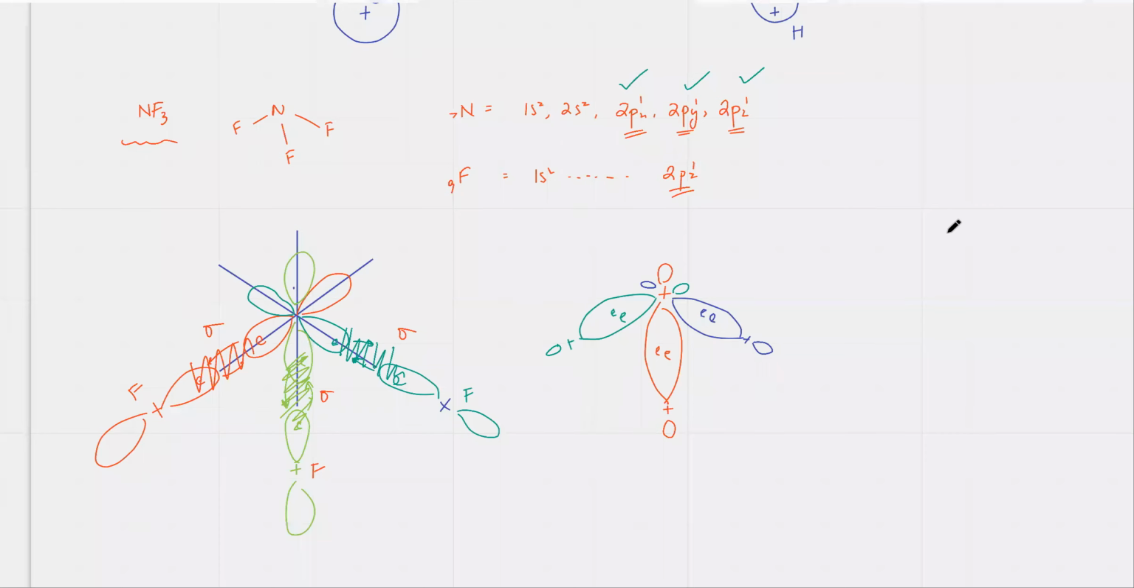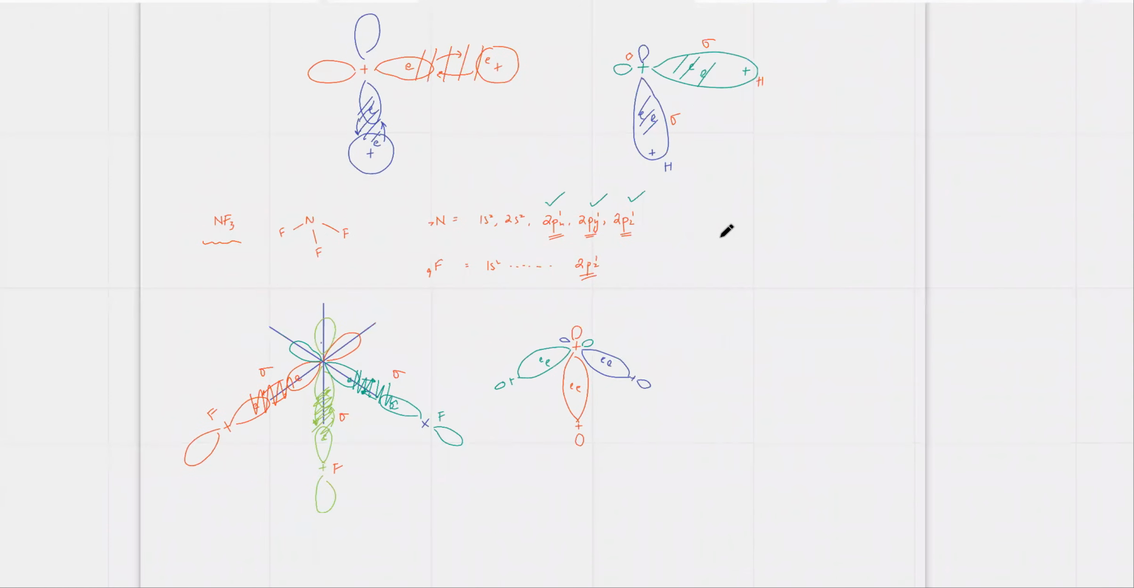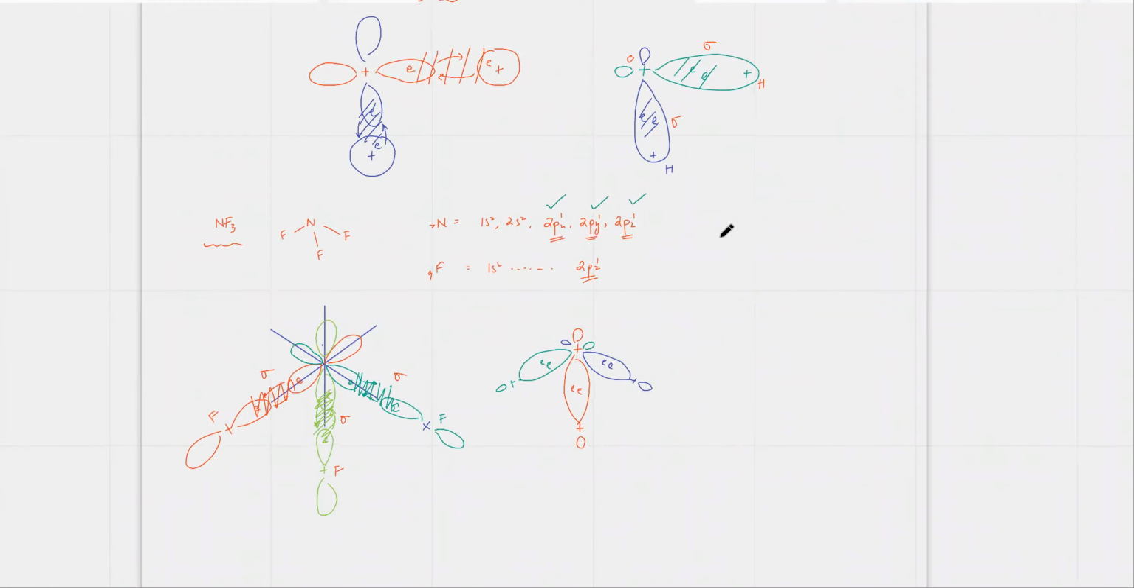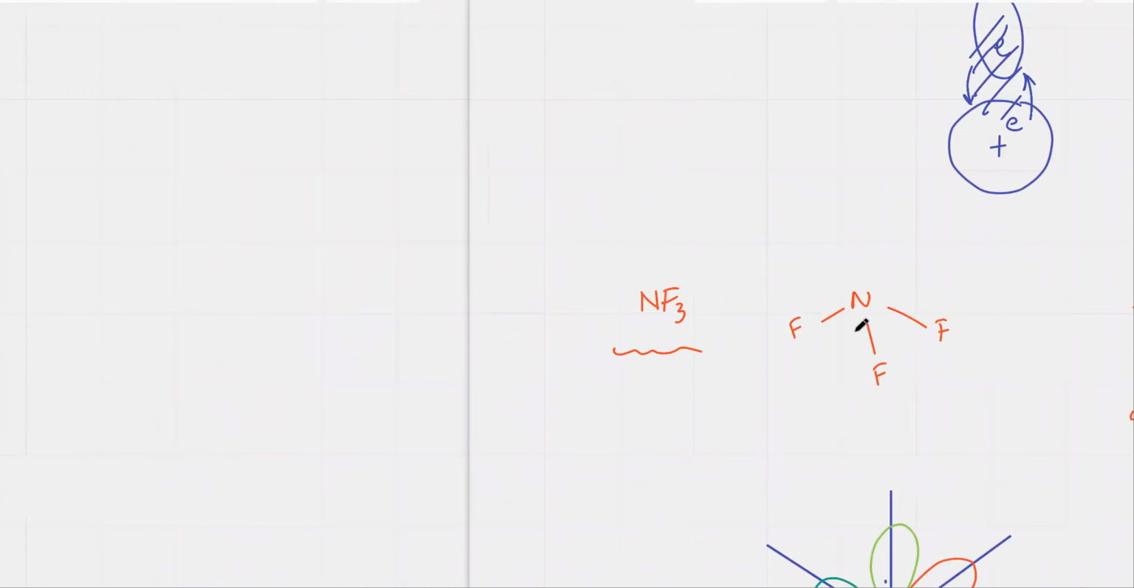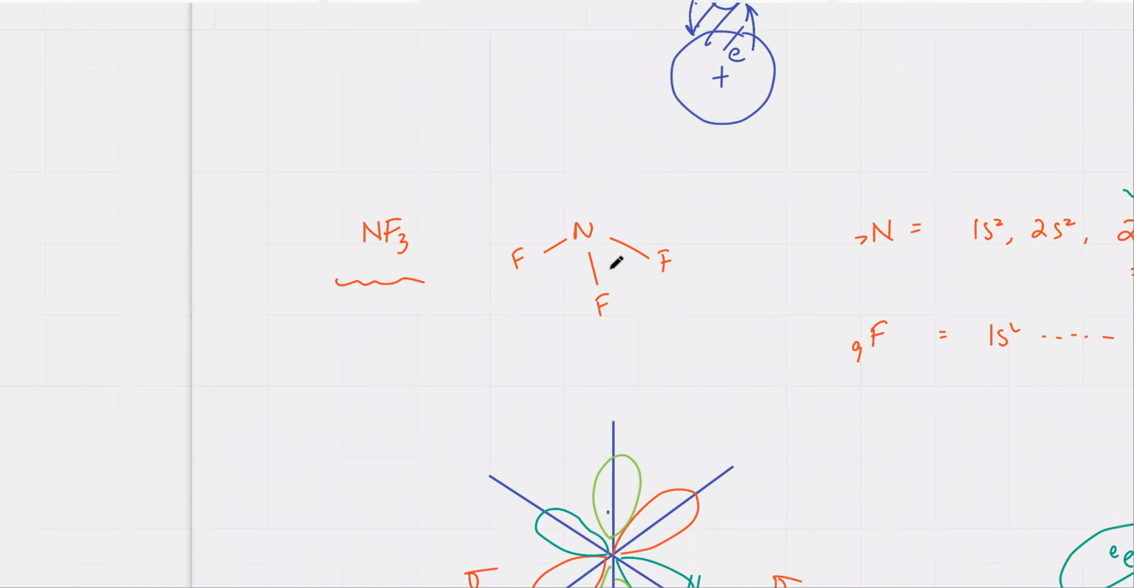But in your question, you'll just be asked to draw one sigma bond. Maybe they might ask you to draw two sigma bonds. But get this idea clear: most of the time, remember, every single bond is a sigma bond. Whenever you see single bonds, that's a sigma bond.